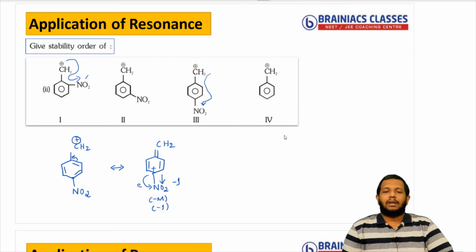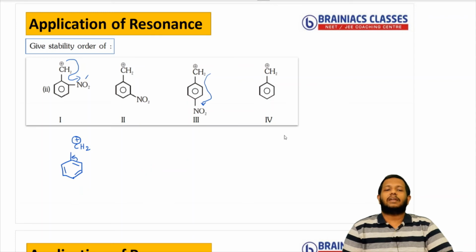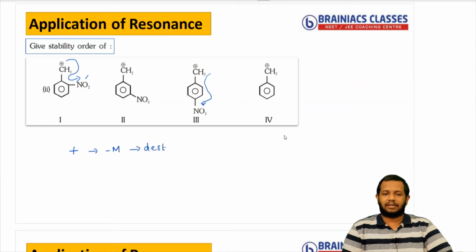Understood? Now in the last one, there is no group connected, so this is somehow stabilized through resonance. This is stabilized through resonance because the NO2 group is not destabilizing it. If a plus M group is there, it will stabilize. But unfortunately, all the first three have a minus M group that will destabilize. So plus charge with minus M, I have already told you, what is happening? Destabilization.